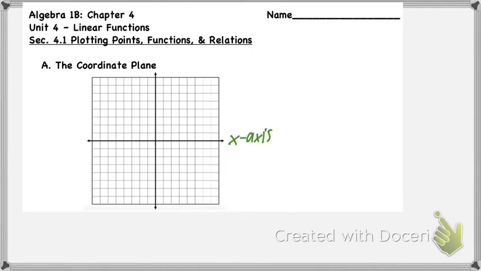Okay? Who can tell me another part of the coordinate plane? Okay, Tucker. Which one's that? It goes up and down. So this is the y-axis.